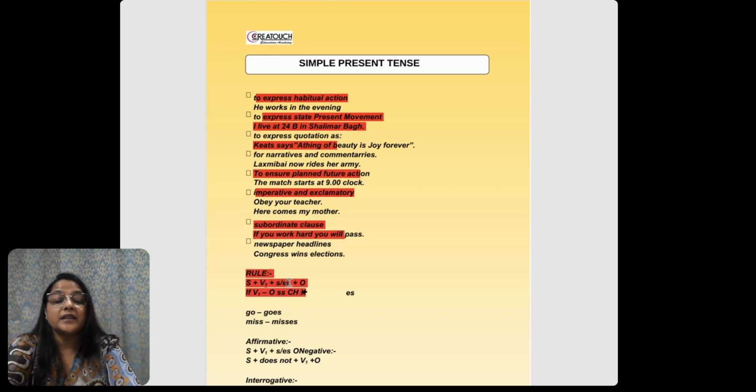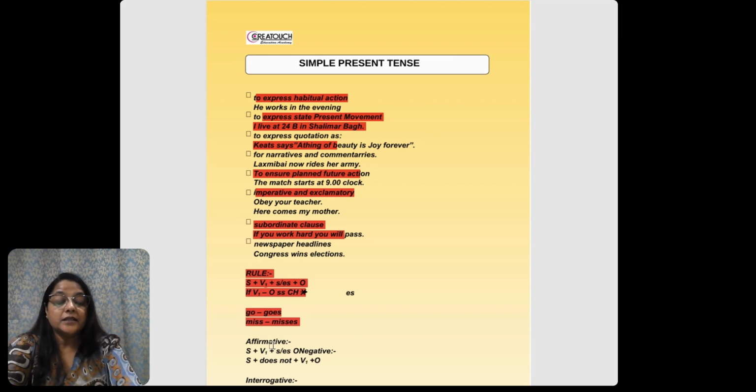So, simple present tense refers to expression of habits, any kind of a present moment, subordinate clauses, imperative and exclamatory sentences, and narrations, quotes. Formula again I am repeating: subject, verb first form plus s or es depending on the subject, and object. Right? The slide shows you two examples like go and goes, miss and misses. This is the form of the verb.